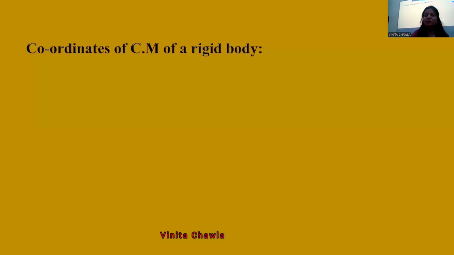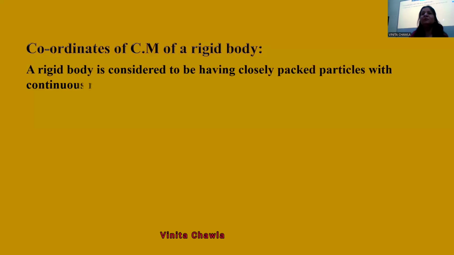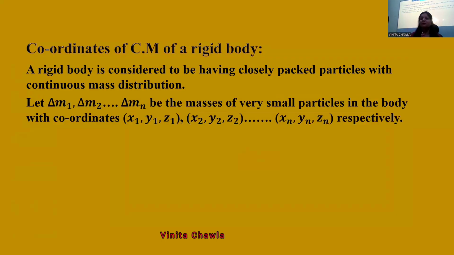Coordinates of center of mass of a rigid body. A rigid body is one which is of definite shape and definite size, right? And all the particles are closely packed. It has continuous mass distribution. We are assuming n number of particles of masses delta m1, delta m2, delta mn, the masses of very small particles in the body, with coordinates like this.